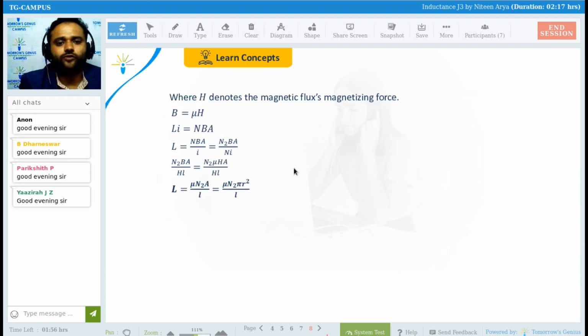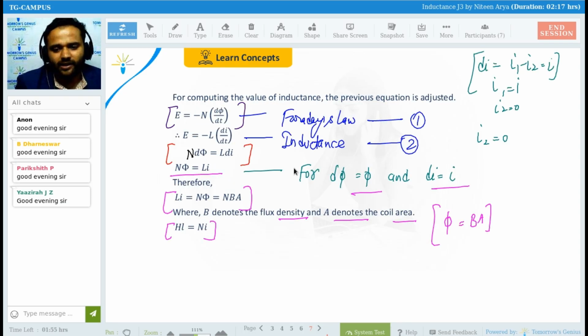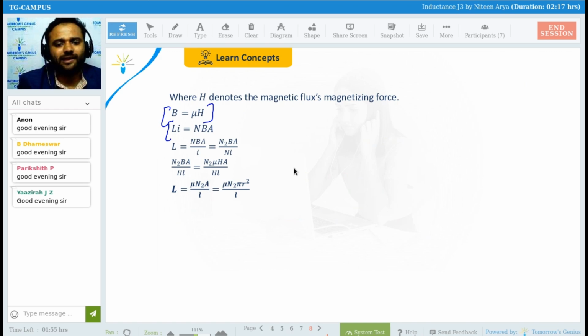Is this clear, everyone? We know that H denotes the magnetizing force from the previous chapter, and we know the relation B equals μ0 H. So LI equals NBA, L equals NBA upon I, or N squared BA upon NI, because we multiply and divide by N. So N squared BA upon HL, and you can put I from this equation, and then you get L equals μ0 N squared πr squared upon l, where A is basically πr squared.